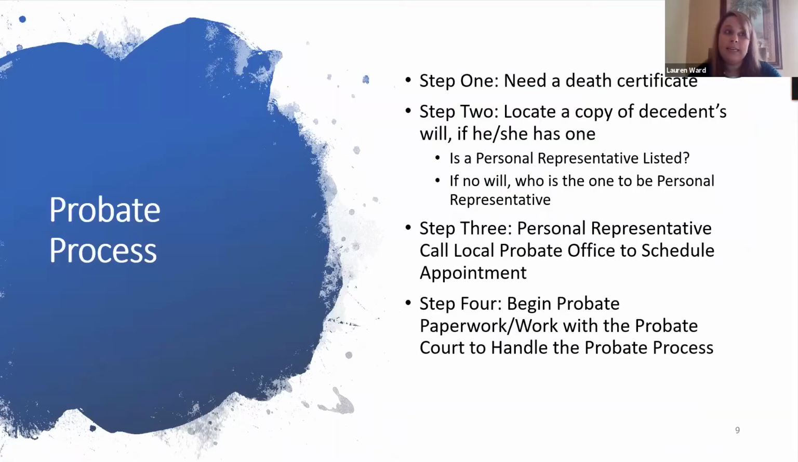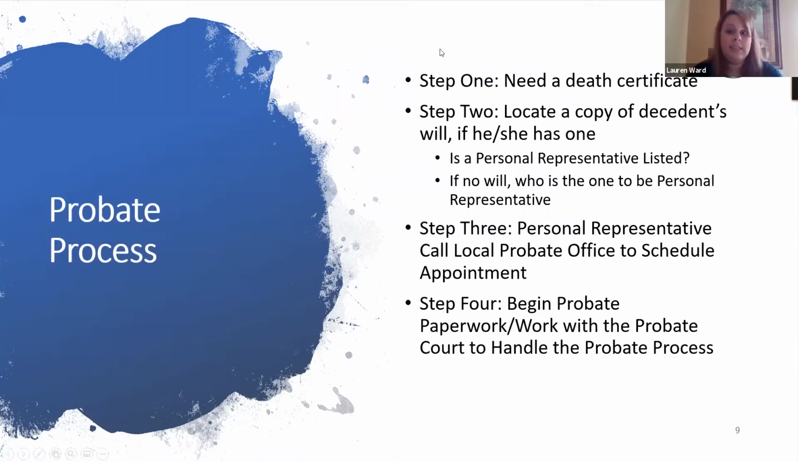So now we're kind of going to get into the actual probate process since we've gone over some terms with it. So the first thing you need when you're going to probate is a death certificate. Usually when a person passes away, it could take a week to 2 weeks to get this death certificate, and you can't do a whole lot until you have that.